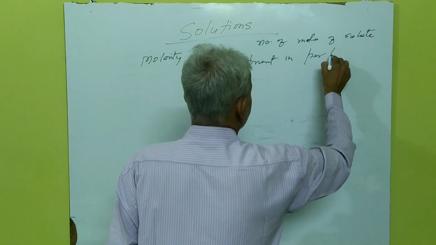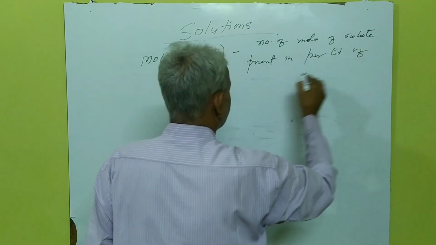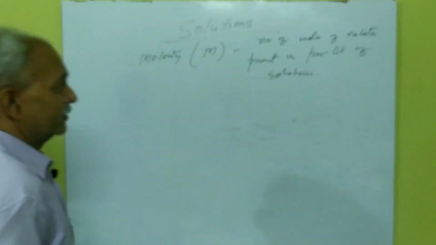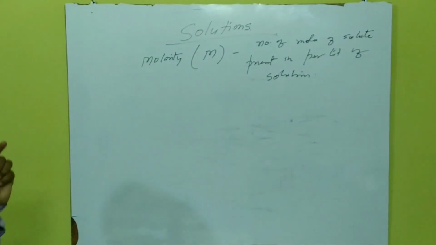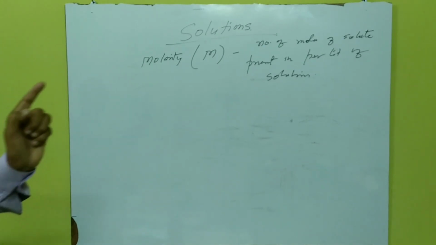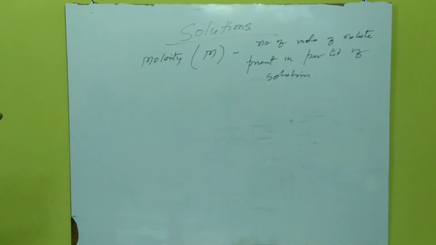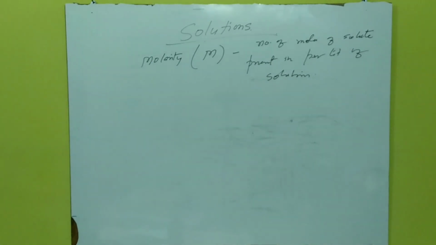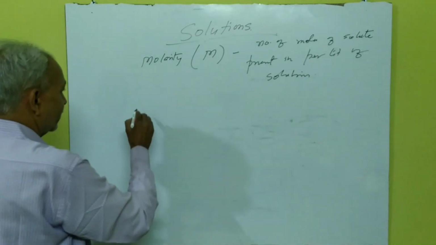per liter of solution, right? What I have written? Number of moles of solute present in per liter of solution. That is a simple definition of molarity. Molarity is represented by capital M. When we express it mathematically, what do we write?